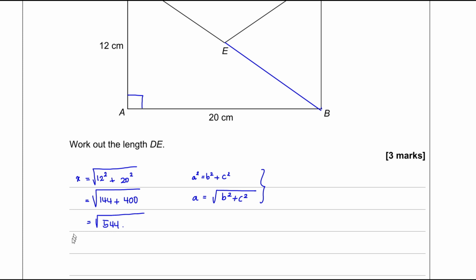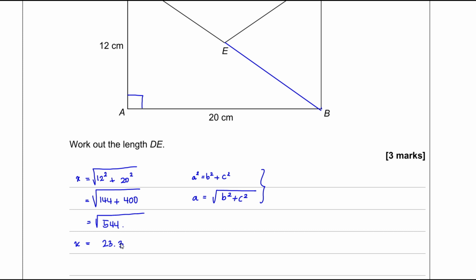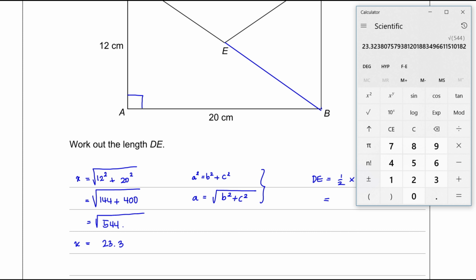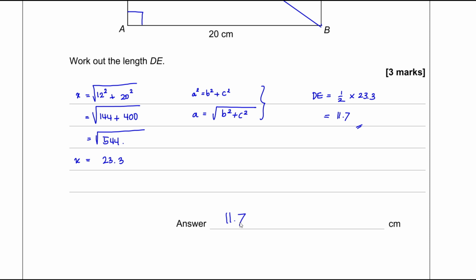We can use our calculator then to find what x is. We have 544 and then the square root of it. It's 23.3238. Let's take one decimal place, so 23.3. That is x, which is for the whole segment from B to D. So DE will be half of it. Half of 23.3 is this number divided by 2. It is 11.66, or 11.7. That should be okay. Let's write it down here, 11.7.